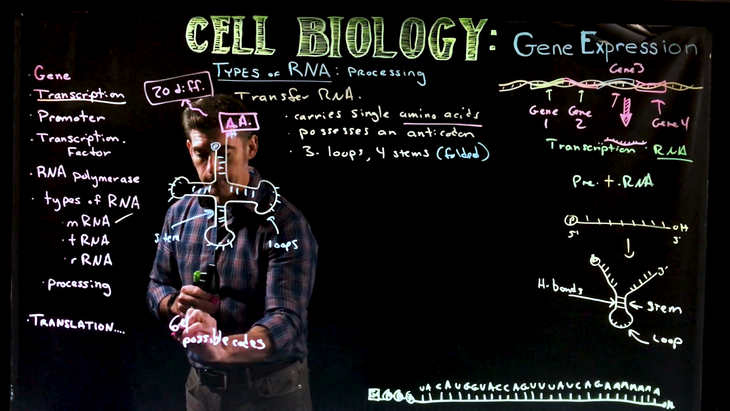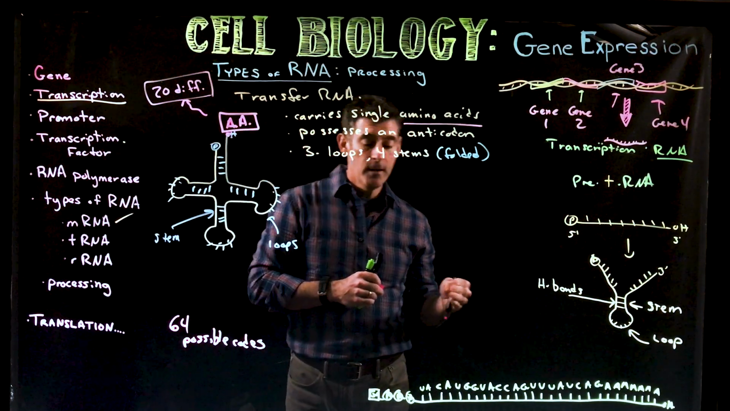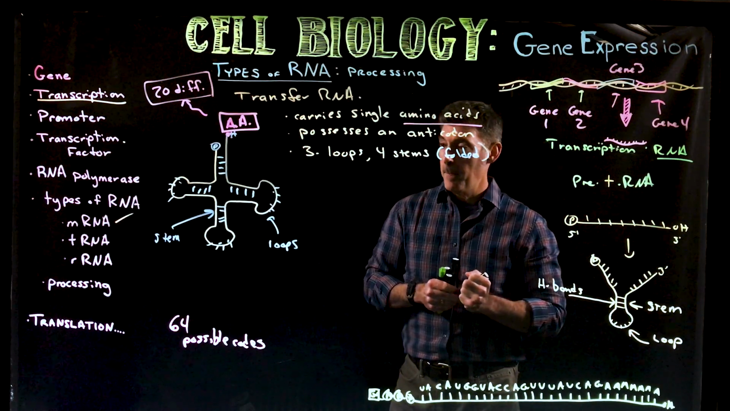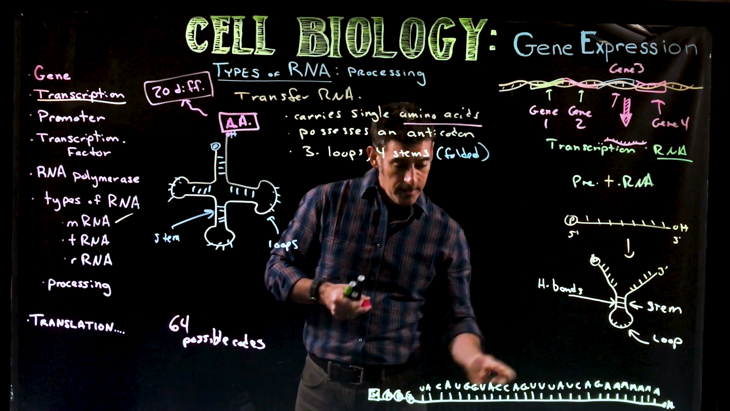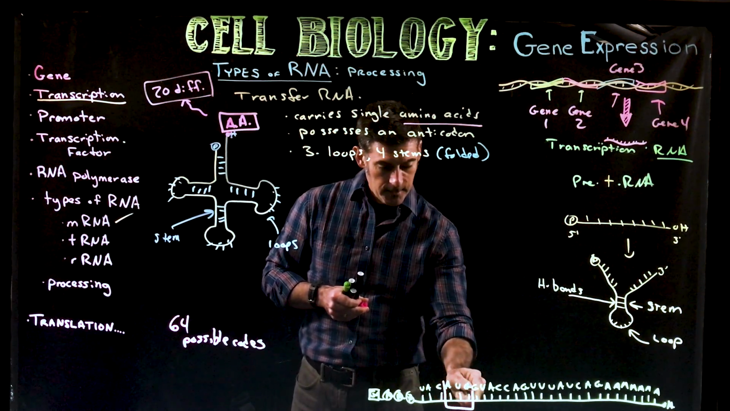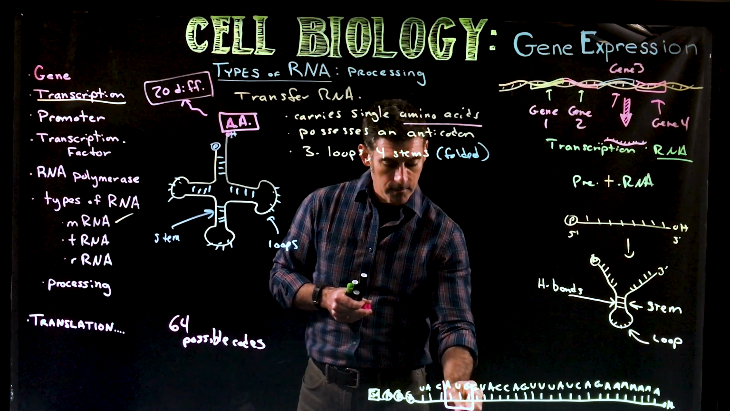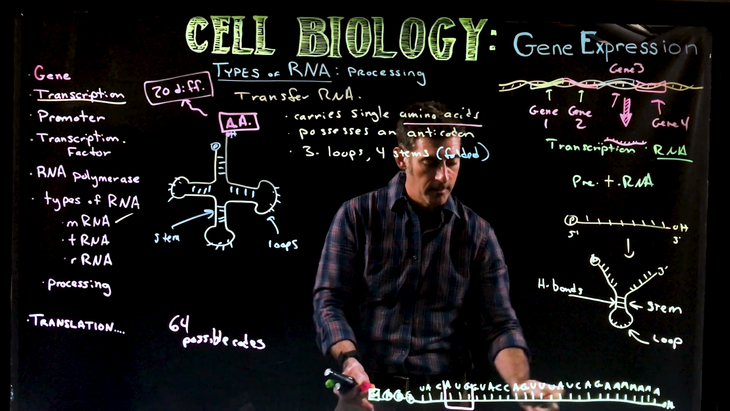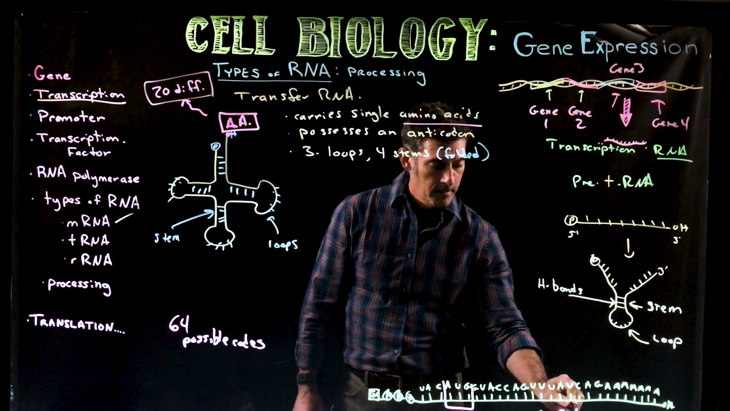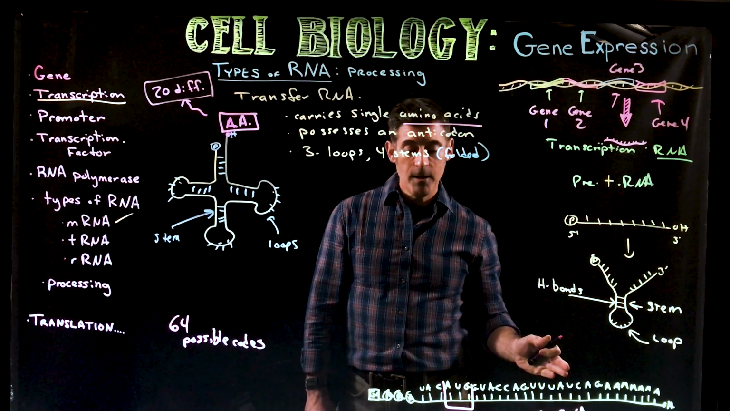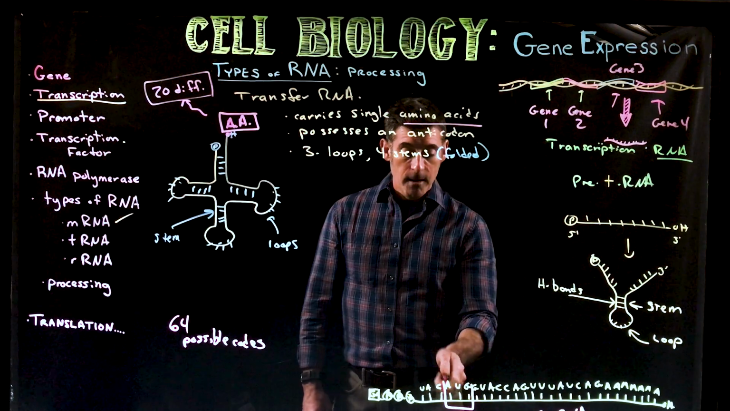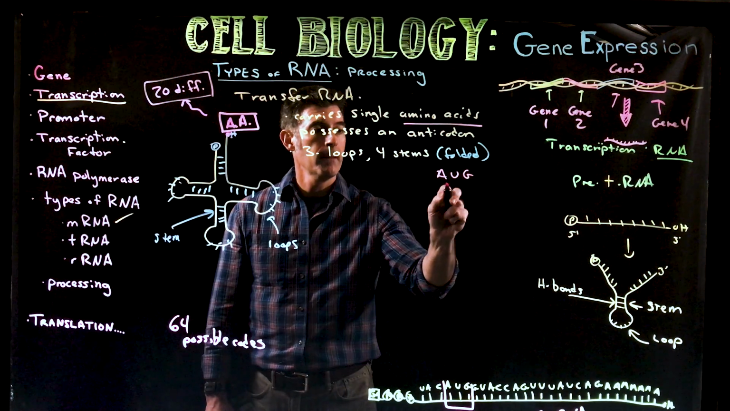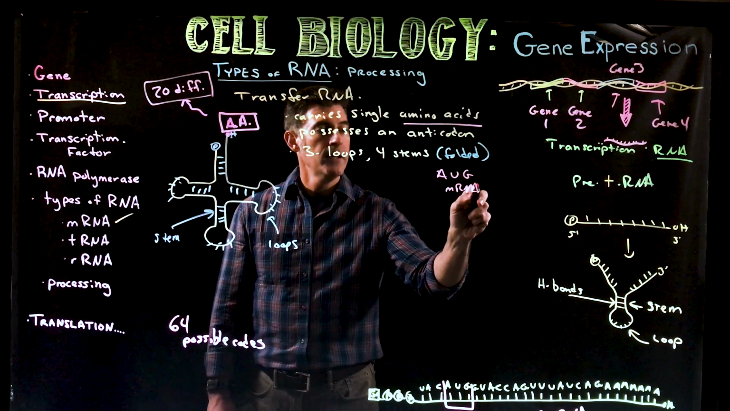Now, 61 of those are actually going to code for amino acids. 3 of them are called stop codons. Now, those codes, let's say down here, I'm going to pull this one out specifically. So let's say that's one of the codons. Okay, that's the code in, let's say this is our messenger RNA down here. That's coding for a specific amino acid. This particular codon here, the code AUG, and that's in messenger RNA, is going to code for the amino acid methionine.